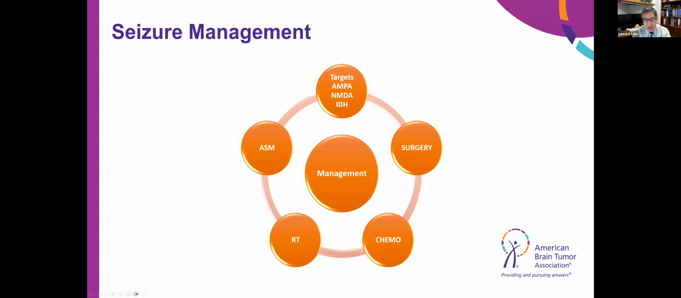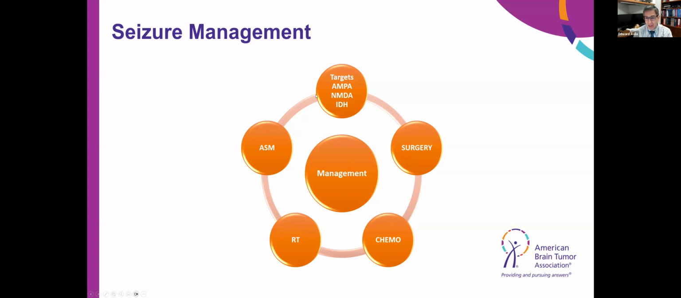So when we look at a diagram of different ways that we can help patients or how we manage patients with brain tumors and seizures, anti-seizure medications are the mainstay, and they'll be part of almost anything that we do. Surgery up front or surgery at recurrence, depending on whether it's a primary brain tumor or a metastatic brain tumor that has chemotherapy options. Chemotherapy may be part of it. Radiation therapy is most likely going to be part of any treatment plan for a high-grade tumor.